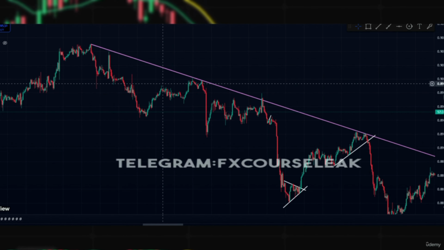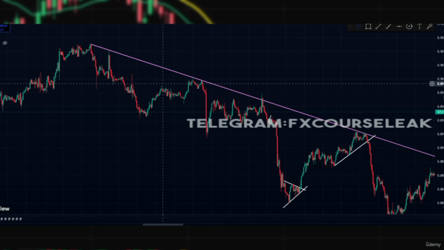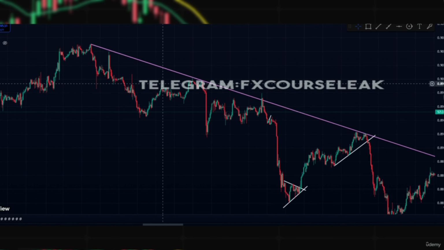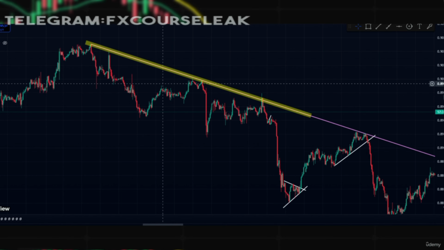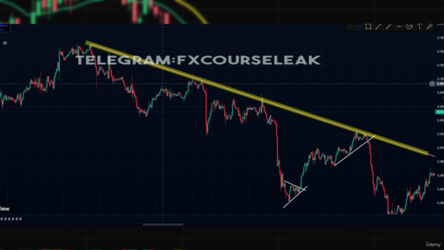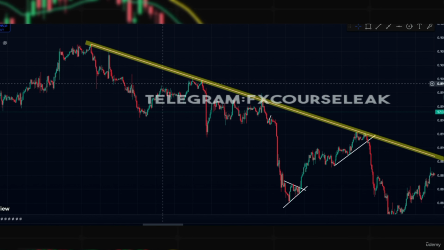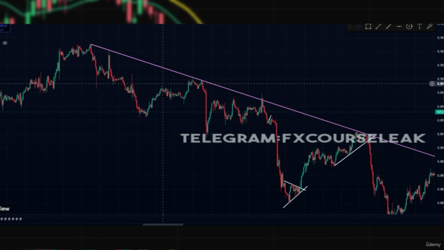Same for the downtrend market. In this chart, as the price is trending downwards, we're connecting the highs of the market, the lower highs. As the highs are unable to break the previous high, so it's weaker in this chart. So we're connecting the lower highs and making the line. This is a downward trend line.